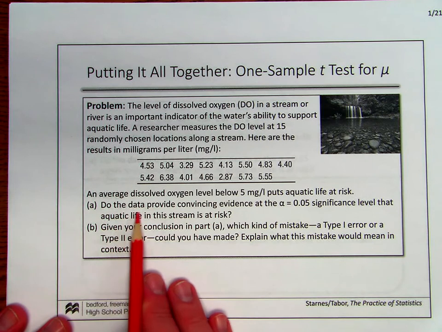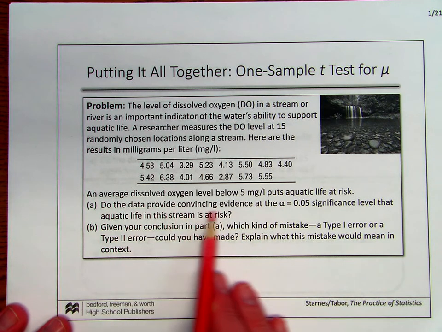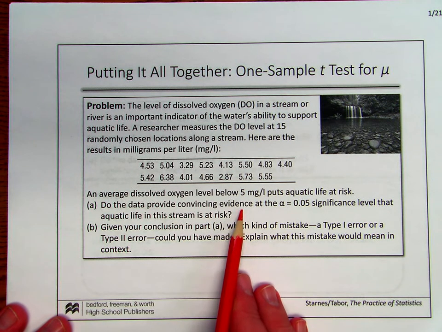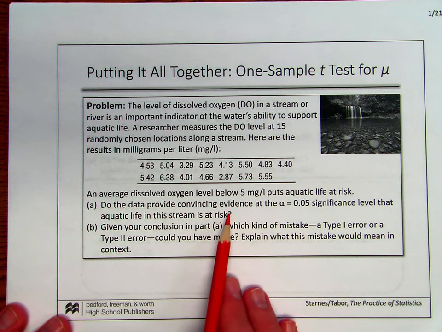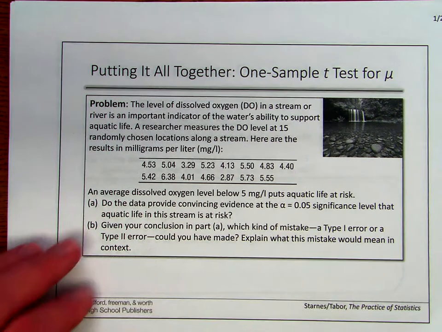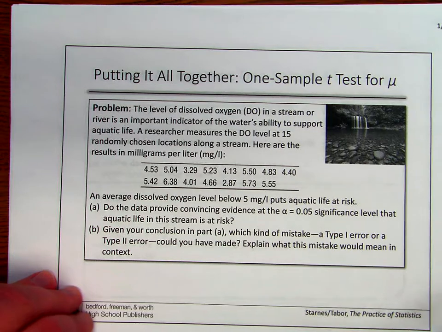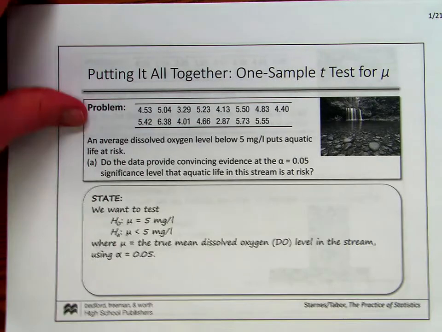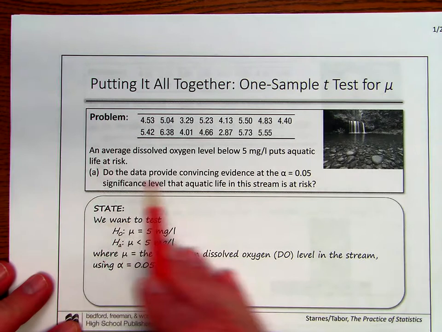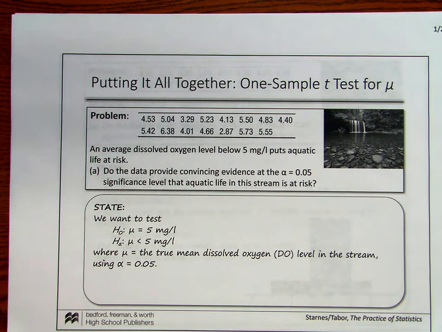All right, when you're given the instructions of does the data provide convincing evidence, or tests, or something along those lines, again, unless you're told otherwise, these types of instructions are implying the full 4-step process. All right, next slide. Everything up here is the same. It's just the same setting we've been working with.